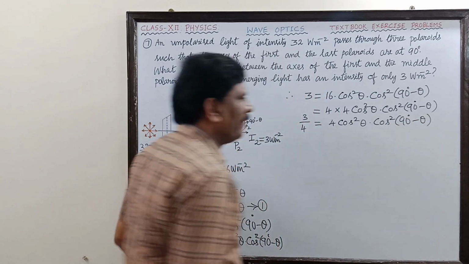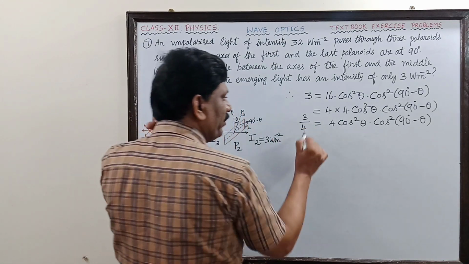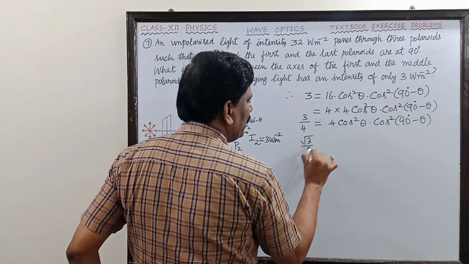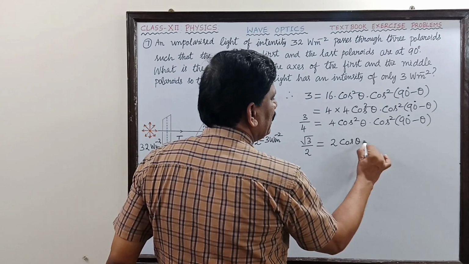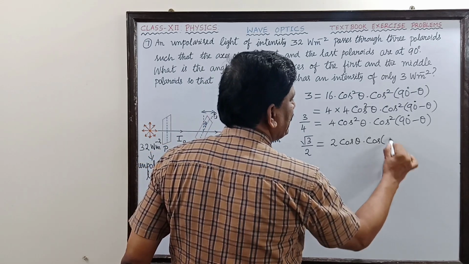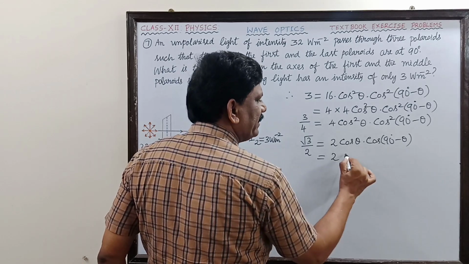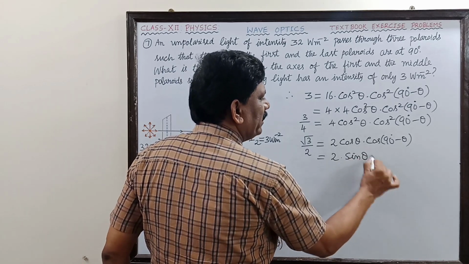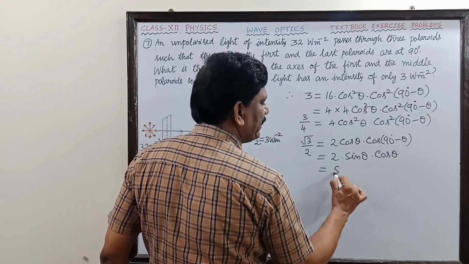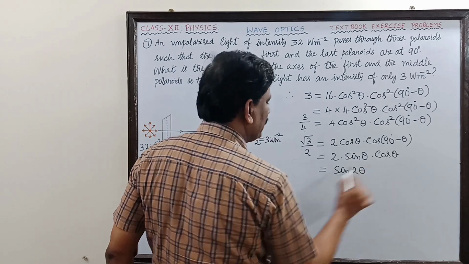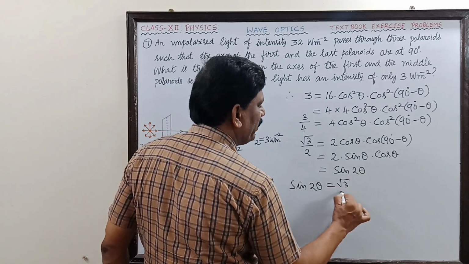Now I will take square root on both sides. So left hand side will become root 3 by 2 and right hand side will become 2 cos theta into cos 90 minus theta. Okay. This cos 90 minus theta is sin theta. So this is equal to 2 sin theta cos theta, which is equal to what? Sine of 2 theta. So sine of 2 theta is equal to root 3 by 2.